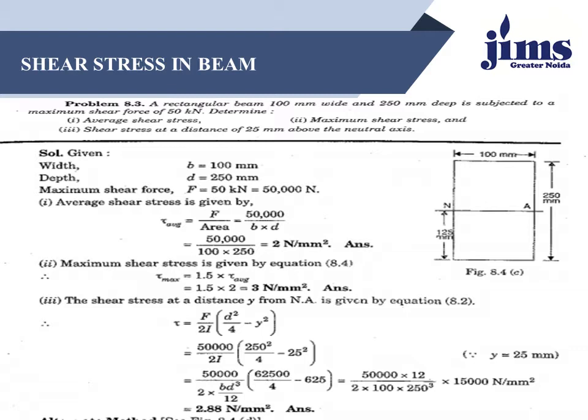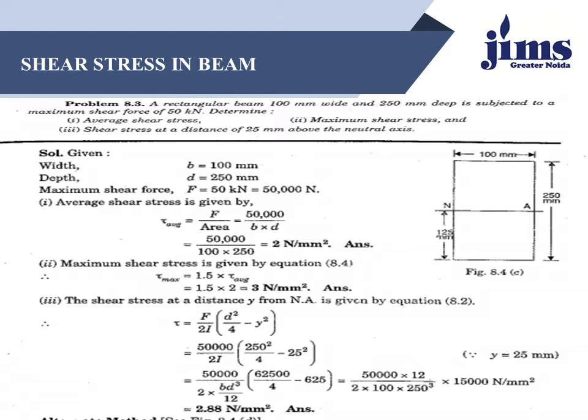The next question is maximum shear stress, which is given by the equation 8.4, that is tau maximum is equal to 1.5 multiplied by tau average. So tau average is 2, and multiplying by 1.5, the maximum value of shear stress will be 3 Newton per millimeter square.